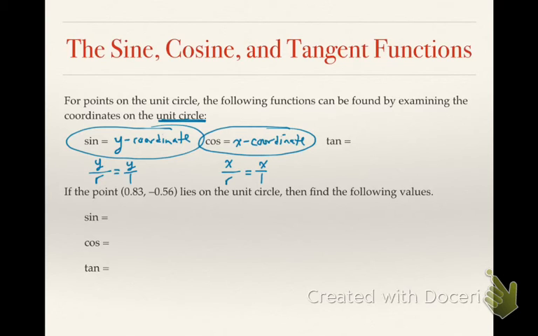Okay. Tangent is sine over cosine. Since sine is the y coordinate and cosine is the x coordinate, it's going to be equivalent to the y coordinate over the x coordinate.